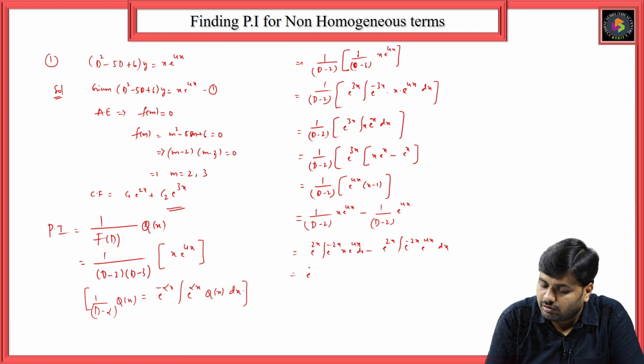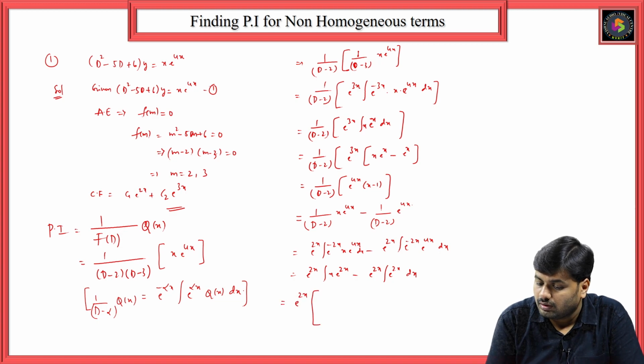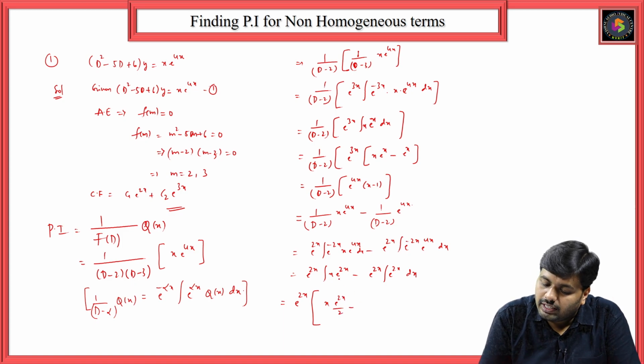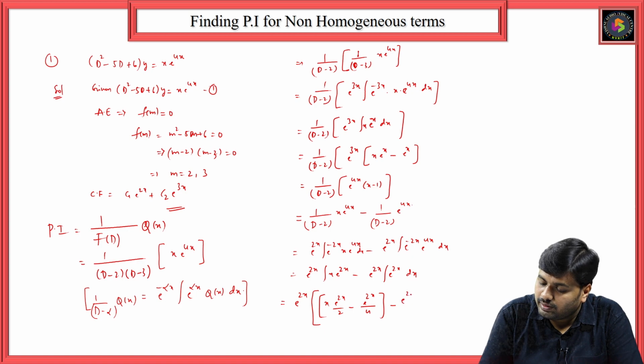So we'll apply the UV rule: x into e power 2x minus the integral of e power 2x into dx. We'll take the common of e power 2x here. Now this is x into e power 2x by 2 minus the derivative of x, which is 1, and the integration of e power 2x, that's 2 times, which will be 4, and minus e power 2x by 2.